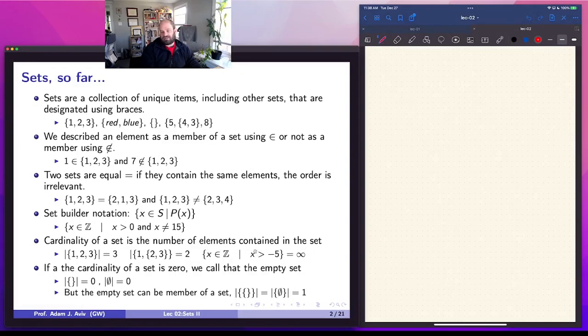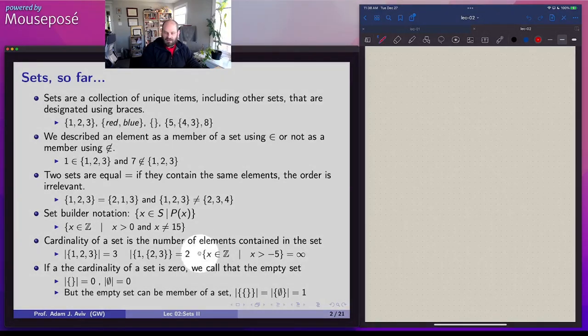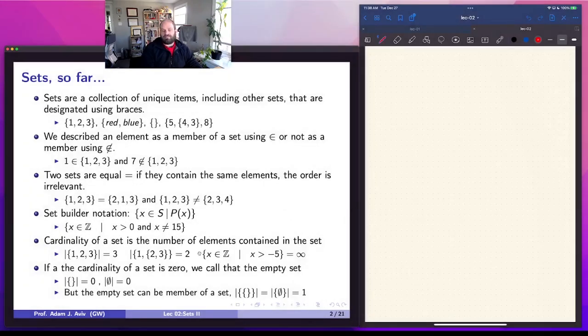And this set here is actually an infinitely sized set, and I'm also missing my bars, so I'll have to add those in later. Okay, so if the cardinality of a set is 0, we call that the empty set, but you have to be careful because this is the set that contains the empty set, and that is size 1.